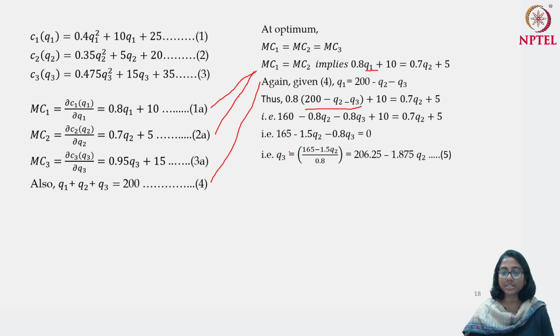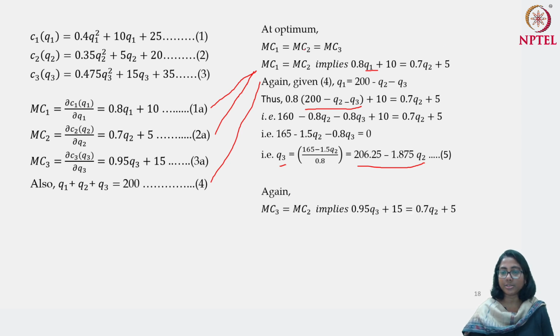So if I want to express Q3 in terms of Q2, then I get Q3 is equal to (165 minus 1.5 Q2) divided by 0.8, which is approximately equal to 206.25 minus 1.875 Q2. This is the relationship between Q2 and Q3 that we have derived.